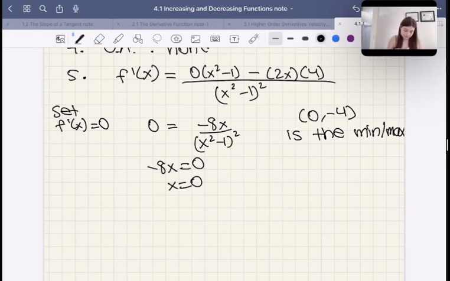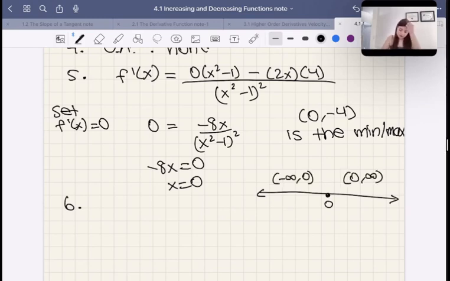Okay, good, very good. Let's move on to number 6, which is where we are going to find out where we have increasing intervals and decreasing intervals. So let's say we have above 0 and below 0. So the interval from negative infinity to 0 and the interval from 0 to infinity. So let's plug in a number to our derivative to find out if it's positive or negative. Because remember, if it's positive, that means we have an increasing interval on the original function. And if it's negative, we have a decreasing interval on our original function.